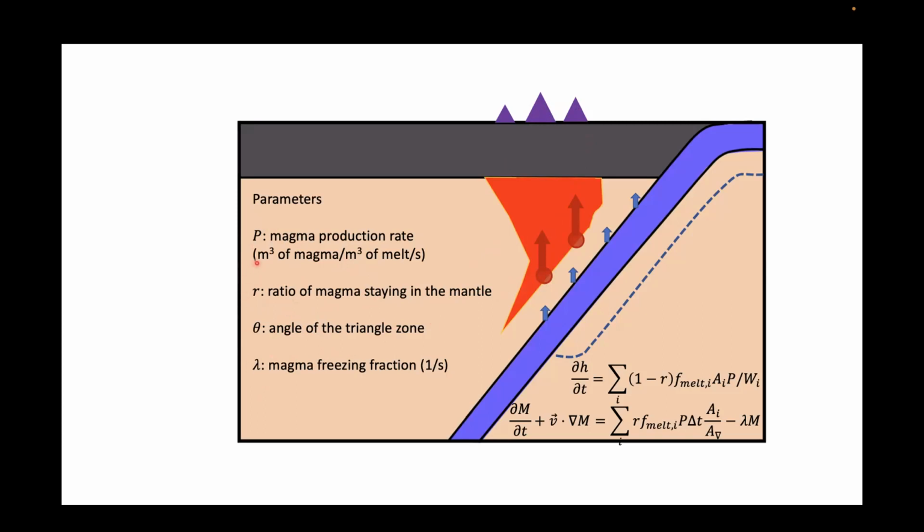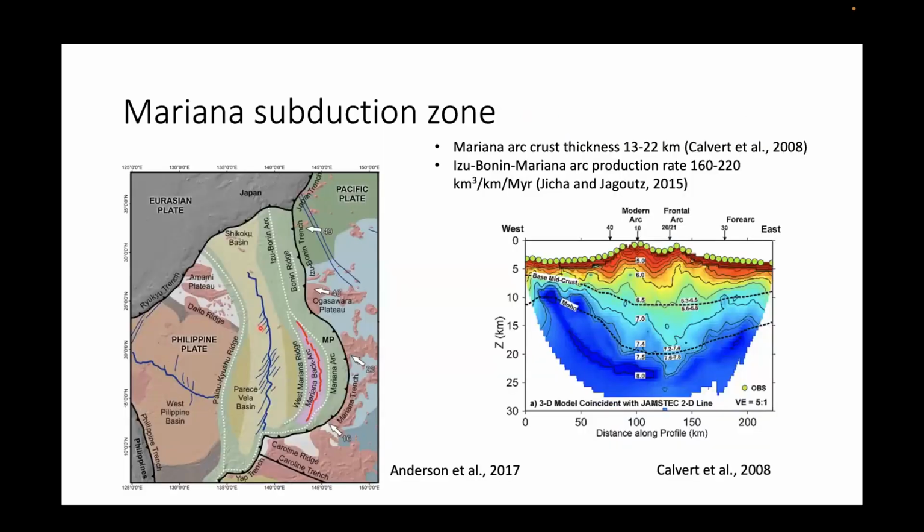And these four parameters, actually, we don't know their value. So we just try to use the model and look at what the model outputs to quantify the potential range. One of the first tests is looking at the Mariana subduction zone. Here in the Western Pacific, this is the Mariana subduction zone.